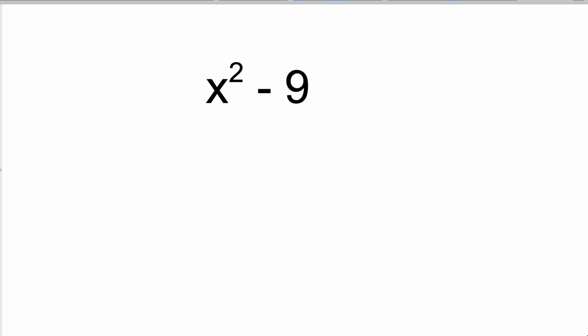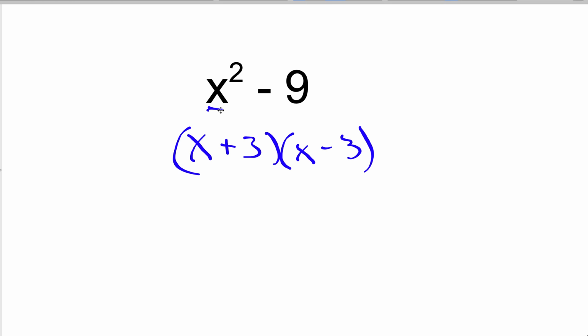Next thing on here is a difference of perfect squares. A difference of perfect squares is going to be x plus 3 and x minus 3. Remember, we're taking the square root of x squared, which is x, square root of 9, which is 3. Signs are different, and our binomials are the same except for the signs.